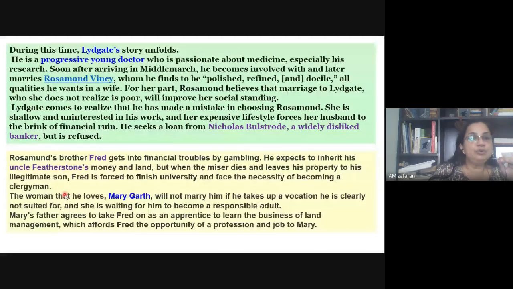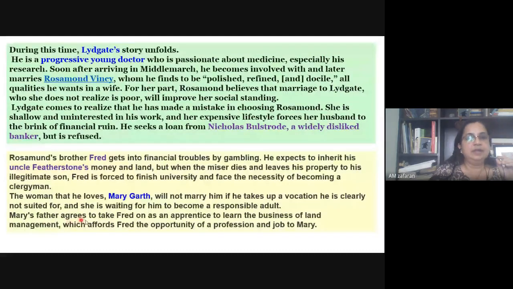And who knows it better than the woman he loves, Mary Garth? She knows very well that Fred is unsuited for the church. And she tells him that if he goes into the church, she will not marry him. See, the woman that he loves, Mary Garth, will not marry him if he takes up a vocation he is clearly not suited for. And she is waiting for him to become a responsible adult. So she wants him to do some work in which he finds delight and live a respectable life.